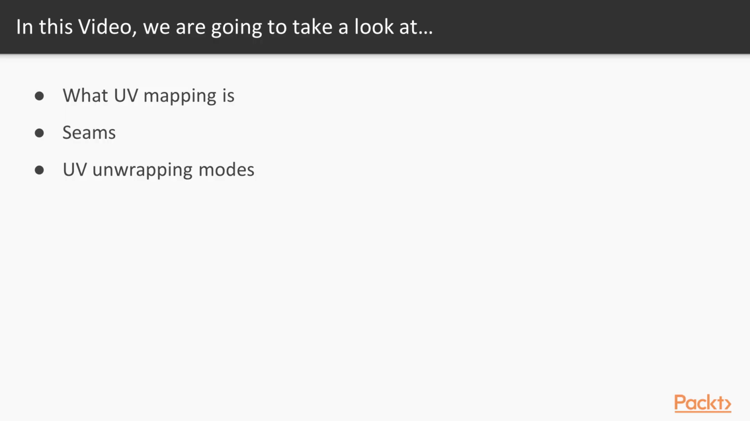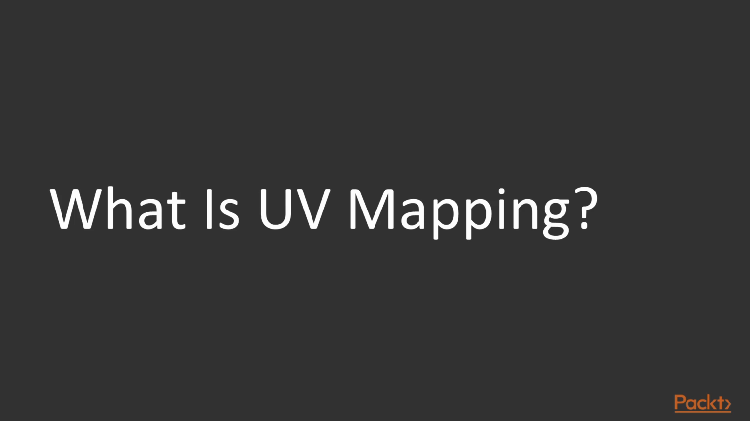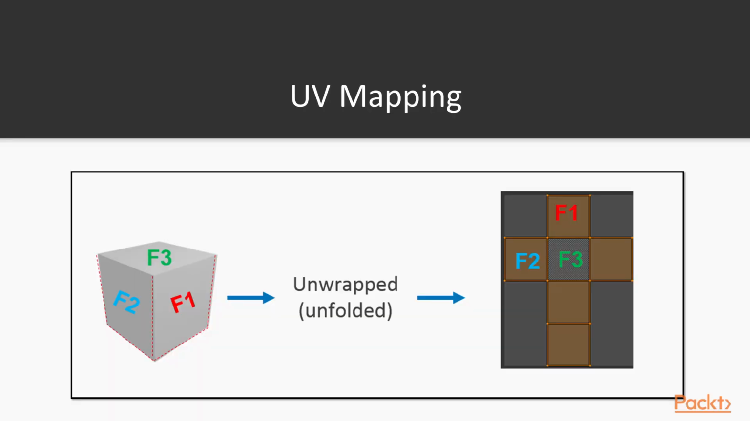We will learn about what UV mapping is, what seams are, and finally the different UV unwrapping modes within Blender. The first question undoubtedly is, what does UV mapping mean? Essentially, UV mapping is the process of taking a 3D mesh and unfolding it into a 2D representation. To convert a 3D mesh, Blender must split some of the edges apart to allow for the unfolding of faces.